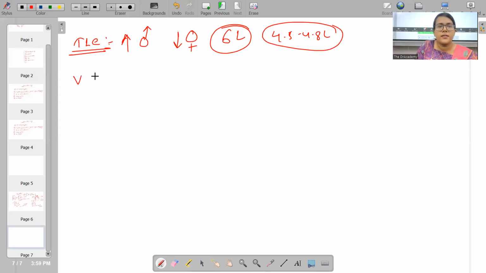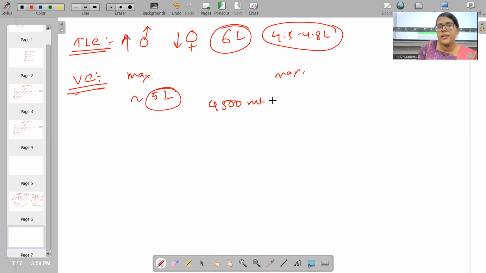And then comes the vital capacity. So what does vital capacity mean? Both times, it will be maximum, okay? So that will make it a bit easier to remember. This is the maximum amount of air that a person can expire after taking maximum inspiration, okay? So the vital capacity is roughly around 5 liters. This is 4,500 ml in case of male and 3,500 ml in case of female.